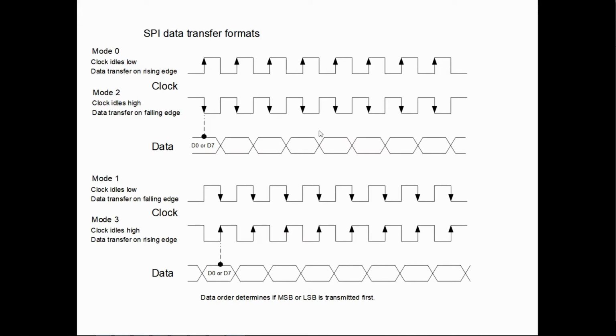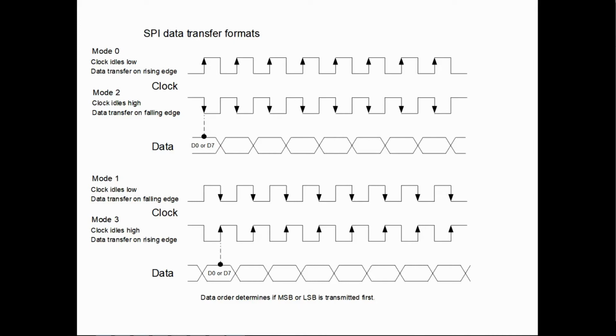Now, the clocking scheme can take 4 different modes, and it depends on the polarity of the clock, whether it's idling high or idling low, and on what edge of the clock you actually clock the data out and the data in. And they're called mode 0 through mode 3. Different SPI devices use different modes. I believe mode 0 is the most common, but I'm not totally sure of that. I haven't used a whole lot of SPI type devices.